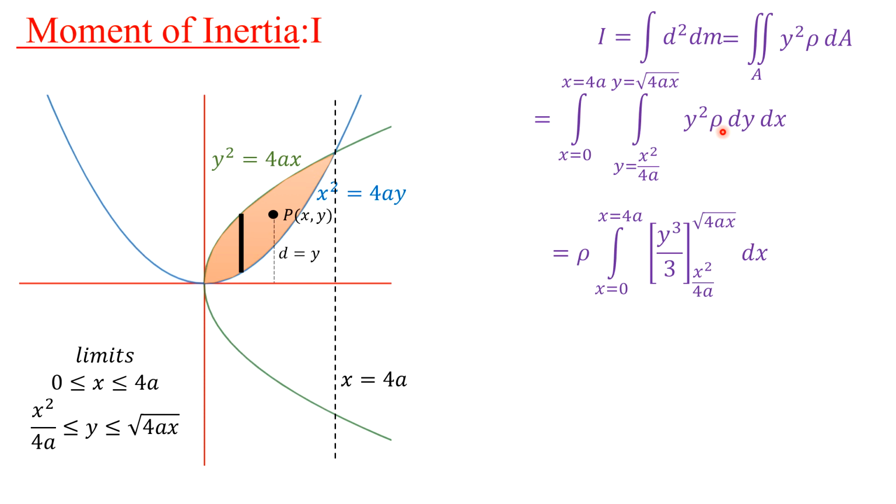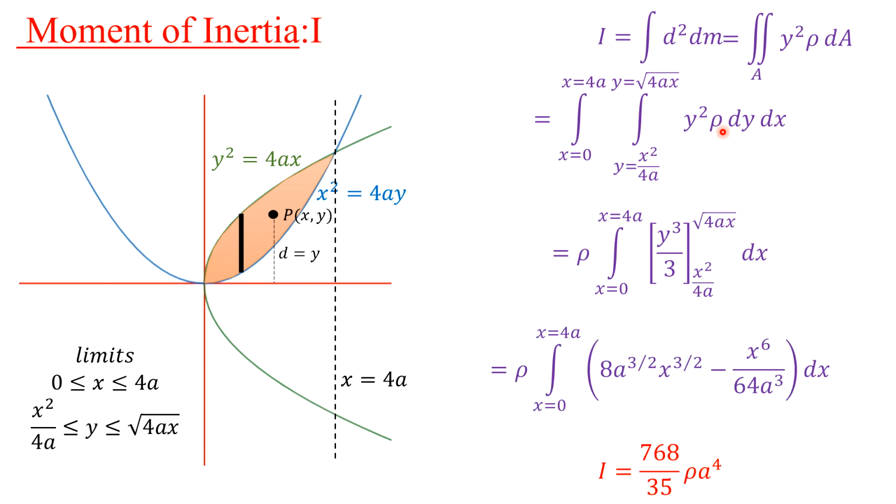And after integrating this, we get I as 768 upon 35 rho a raised to 4. So this is how we can find moment of inertia for this plane area.